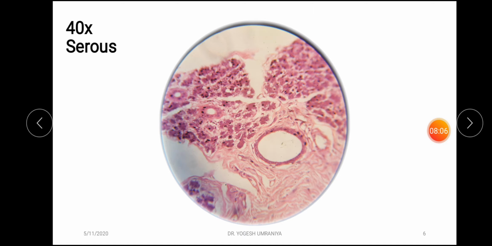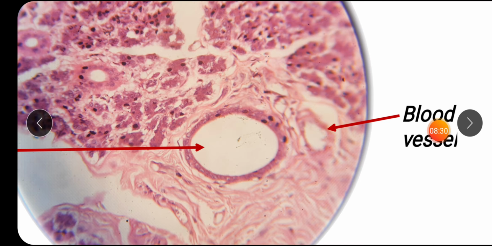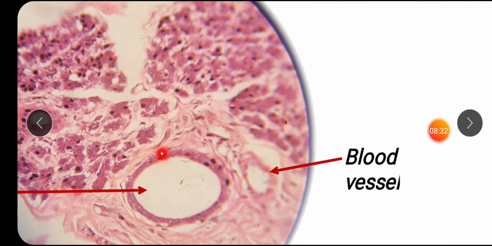This is again the 40x lens, another microscopic field. This is the duct situated within the connective tissue region, so that is the interlobular duct. On the side of this duct you will have the blood vessel. You can see the stratification in the wall of this duct.